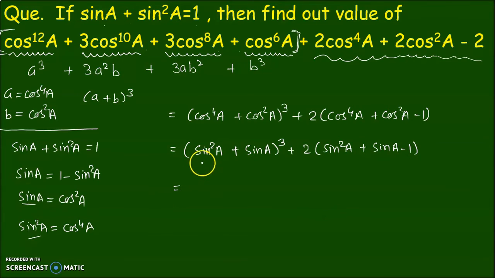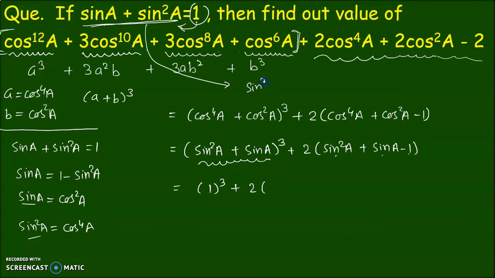So here this value of sin square a plus sin a is given in the question only. The sin square a plus sin a is equal to 1. So in place of this we can write 1 cube plus twice. Now if you see, this is sin square a plus sin a minus 1. So in the given values, if you take that 1 to the left hand side, sin square a plus sin a minus 1 equals 0. It means the value of this quantity will be 0. So we get the answer 1. Okay, this is how we can solve this challenge question.